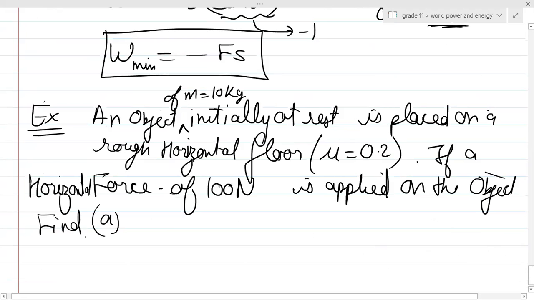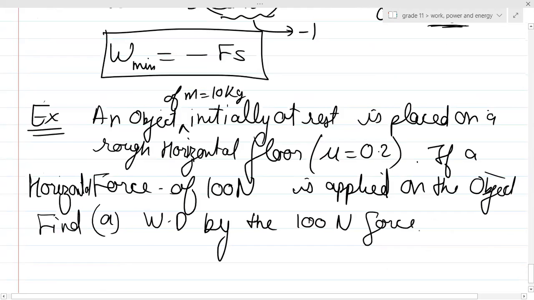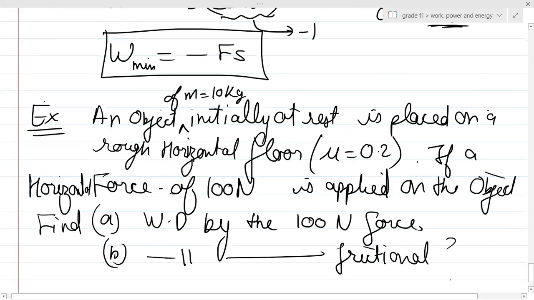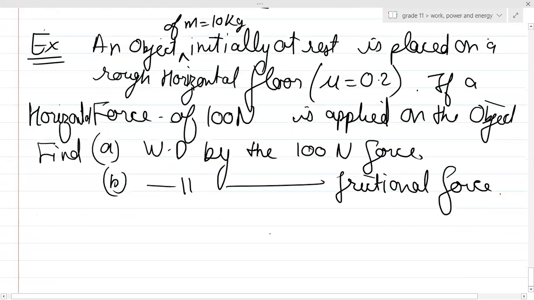find the work done by the 100 Newton force. Second, work done by frictional force. Chalo, find it out, please. Fast.